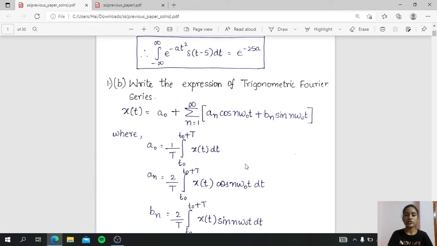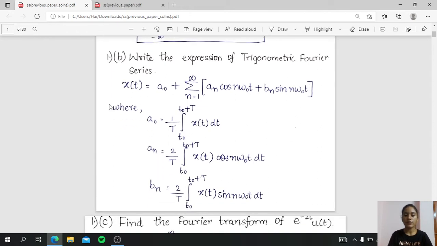So next question, write the expression of trigonometric Fourier series. This is something you have to remember, that is x of t is equal to a naught plus summation n varying from 1 to infinity a n cos n omega naught t plus b n sin n omega naught t. So your a naught, a n and b n are Fourier coefficients and their formulas respectively are given.